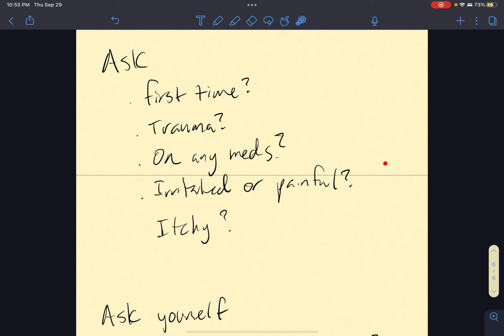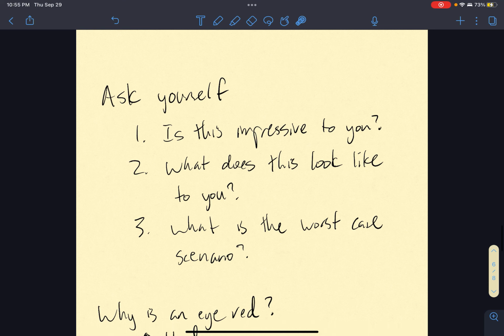Now, another big question is, what is the main symptom? Is it irritation? Is it pain? Or is it itchiness? Itchiness is straight to allergy. Irritation could be anything from corneal surface problems, like dry eye disease, or episcleritis. And painful is something that's more sinister. Now we're thinking about scleritis, ruptured globes, things like that. Uveitis.